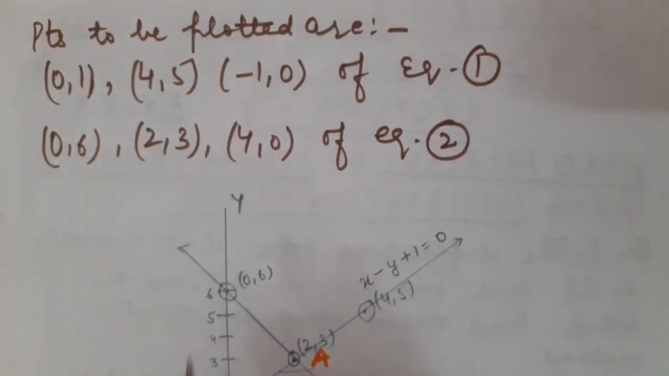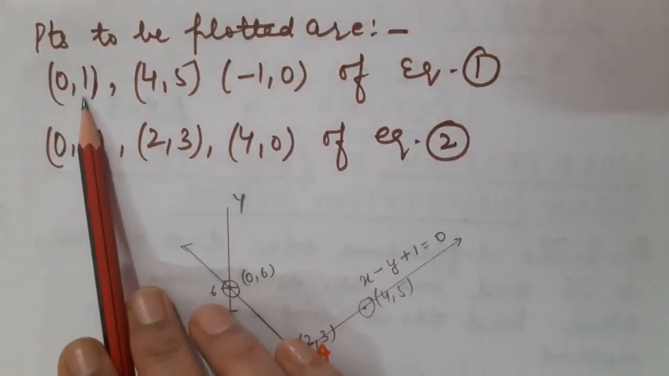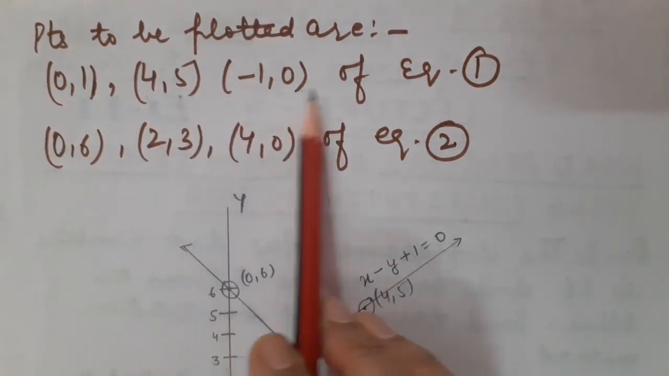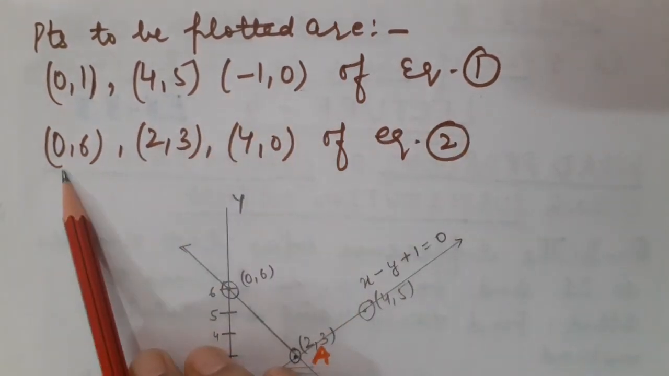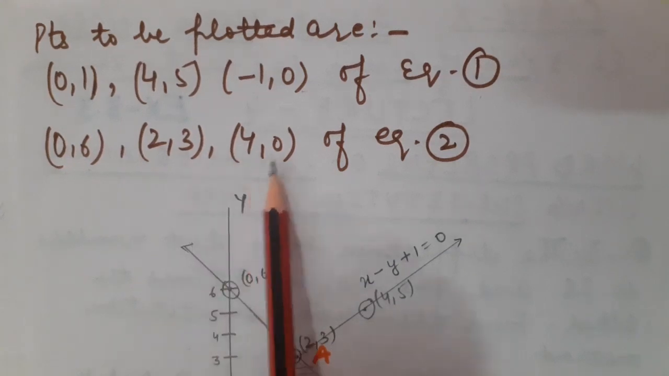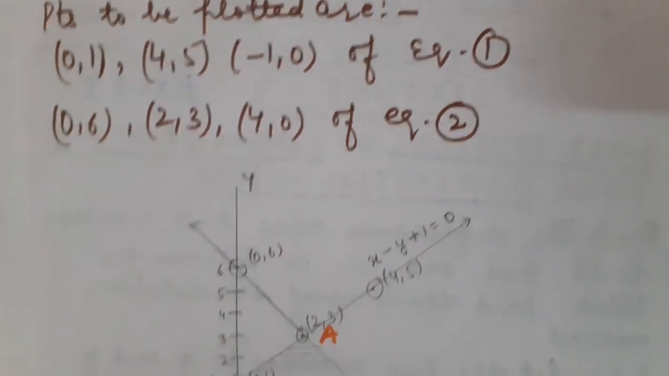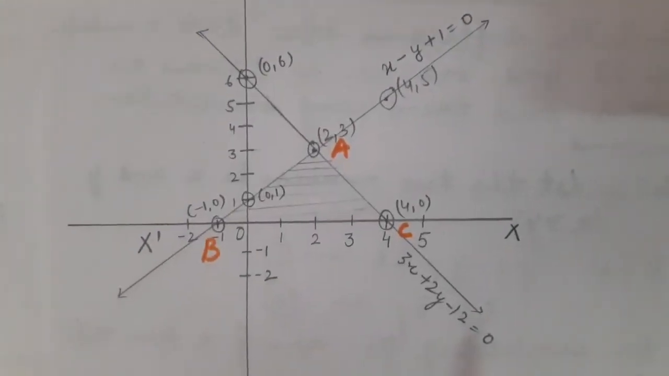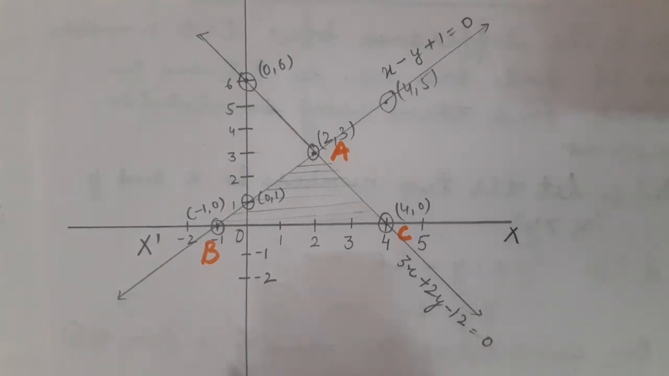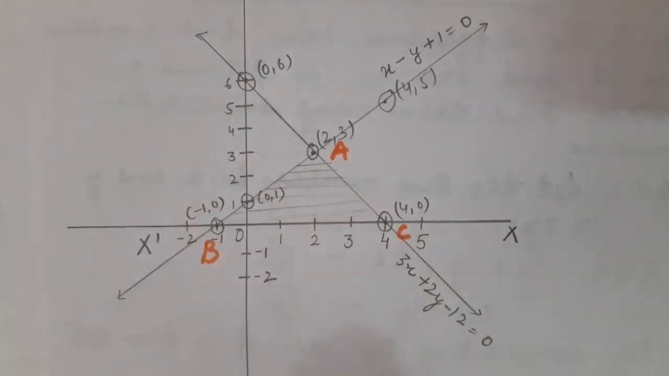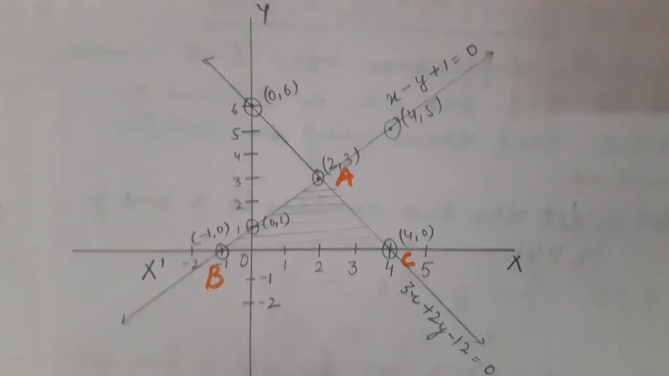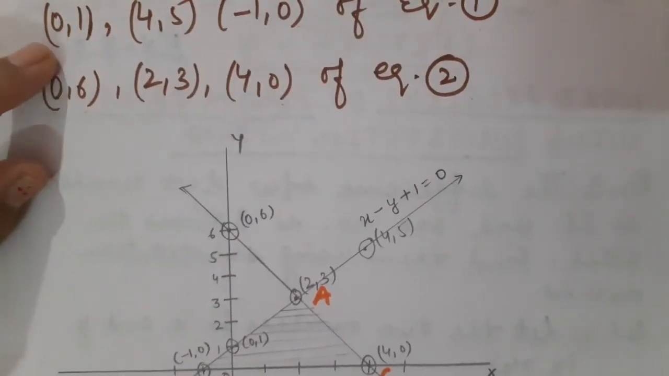So now the points to be plotted are 0, 1; 4, 5; minus 1, 0. They are of equation number 1. 0, 6; 2, 3; 4, 0 are of equation number 2. So children, here is the Cartesian plane. You can see this is the x-axis, this is the y-axis. Fine. So let us start the discussion. First of all, I have to plot 0, 1.